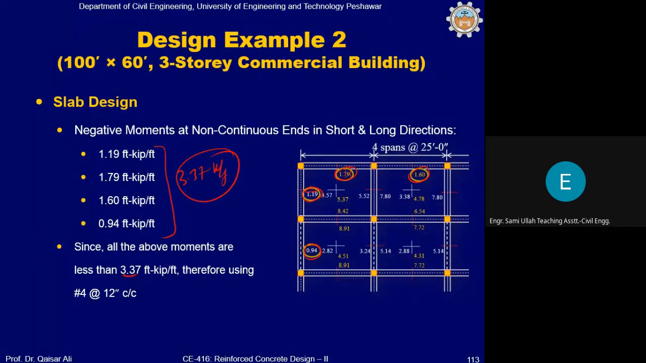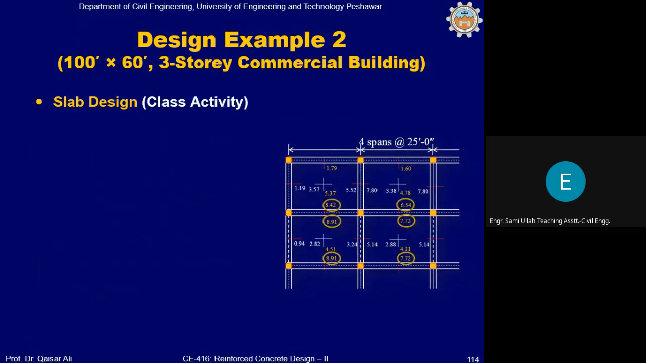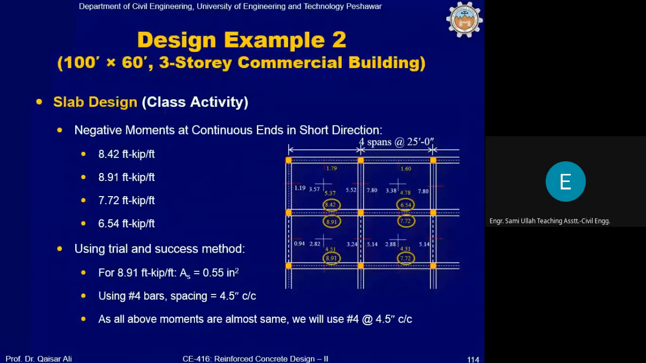So in the top at discontinuous ends, number 4 at 12 inch spacing is sufficient. Now coming to the negative moment at interior supports along the shorter direction. Okay, so these are the values. You can see these values. These are the negative moments at the interior supports along the shorter direction. These are the 4 values you can see here.